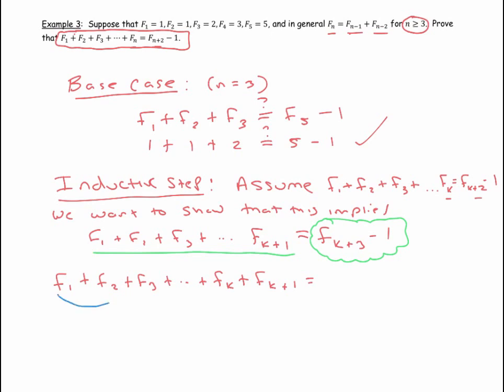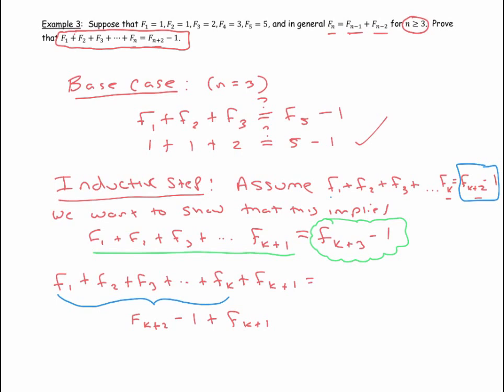But I can replace this, right? I'm going to immediately use my inductive hypothesis, which is that expression is equal to this. We're allowed to use that. So I'm going to replace that. So that's f sub k plus 2 minus 1 plus f sub k plus 1. Okay, so now it seems kind of hard to imagine how we can get f sub k plus 3 out of this, because that's what we want to show here.